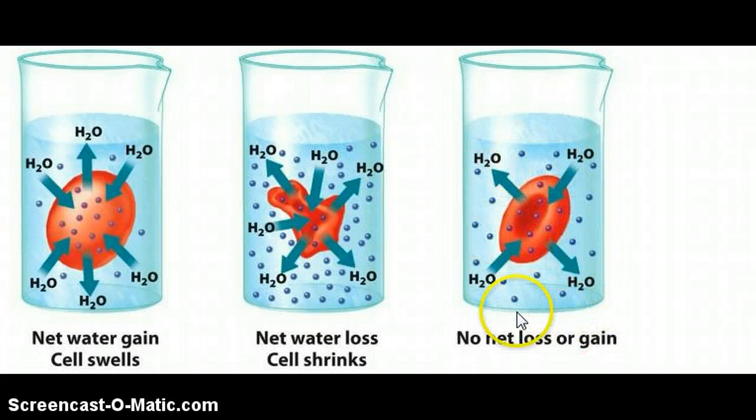So again, here's our isotonic solution where the concentration of these molecules in the solution is very similar to the concentration in the red blood cell. And again, notice water will move into the cell, but it will also move out of the cell. So in an isotonic environment, you're going to have pretty much no loss or gain of water or size or anything like that, because the same amount of water is leaving the cell as is coming in. This is called dynamic equilibrium.